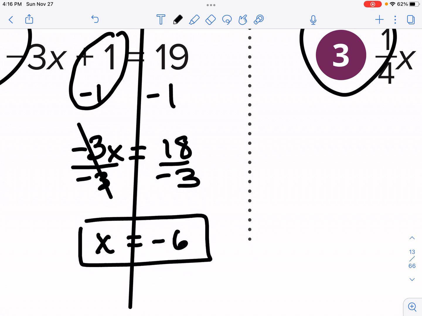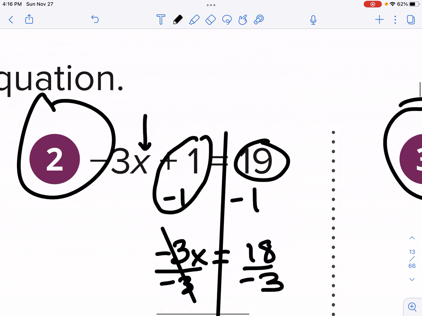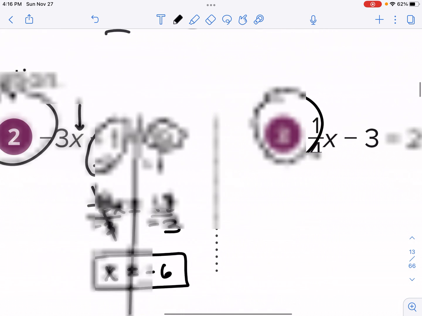So if you remember, what does this mean? x is equal to -6. That means that is the one value that makes the equation true. If I were to plug it in here, it would be equal to 19. Okay. All right, anyways, we're going to do also number 3.